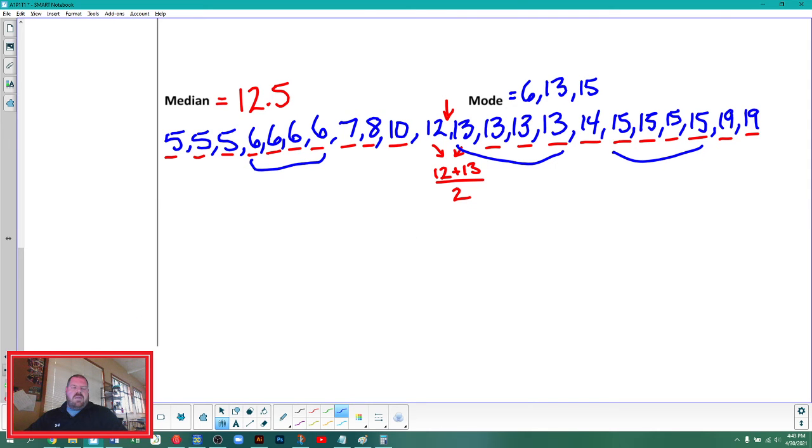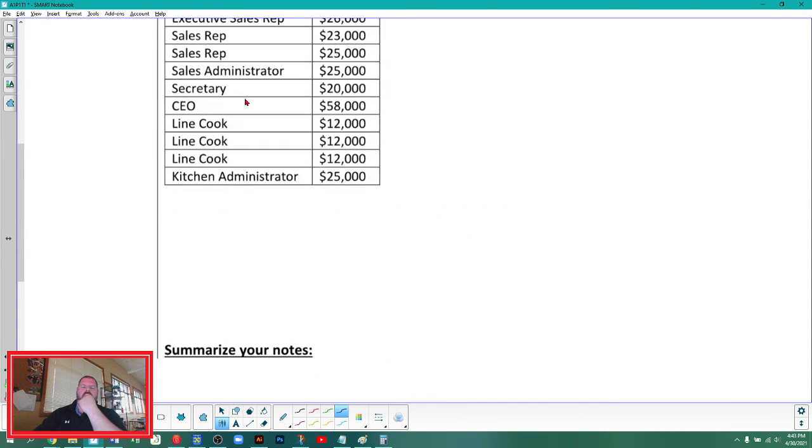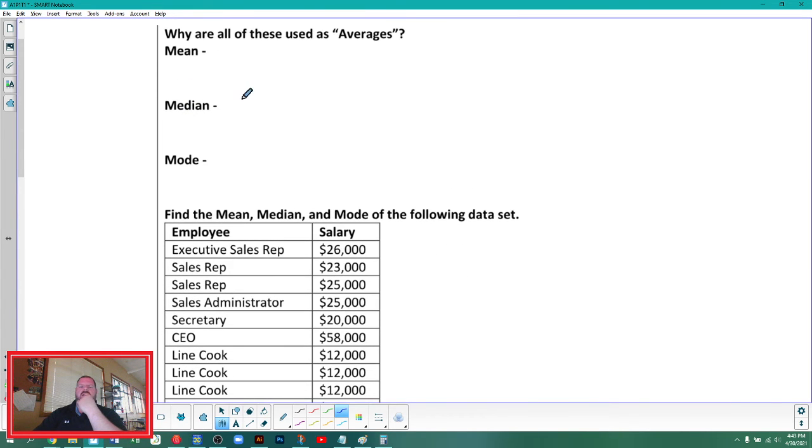All right, let's look at the back, see what we're doing there. Hopefully we don't make any silly mistakes. So the next one, it says, why are these all used as averages? I'm really looking for why or when.